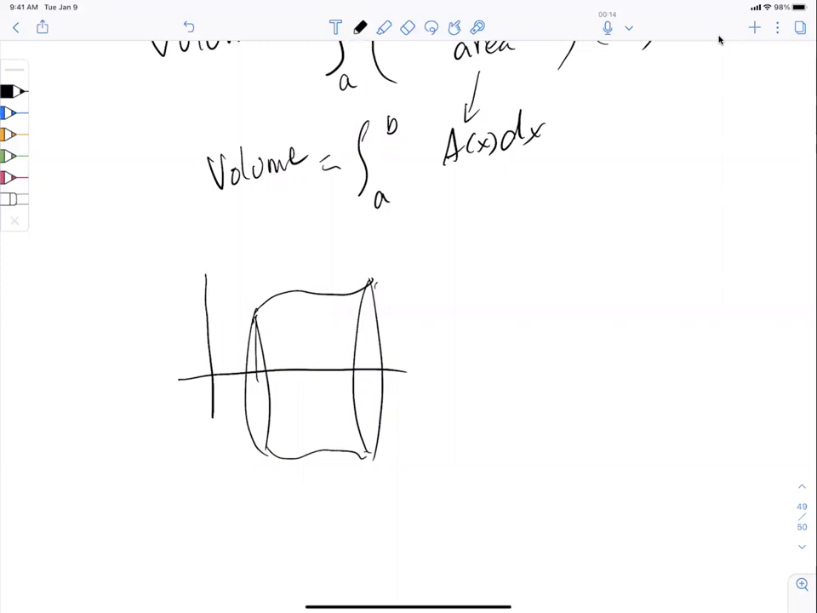We're going to introduce a couple of methods of doing it. The one that's in 6.2 is the disk washer method. And then in 6.3, we talk about the cylindrical shells method. Again, 6.2 is going to be on your next test, not 6.3.